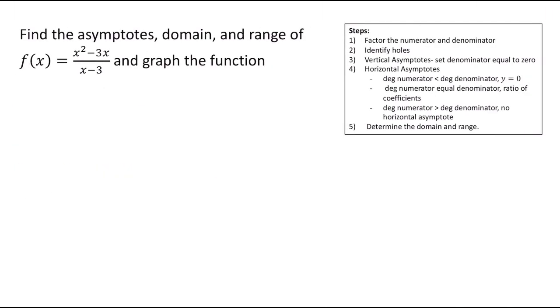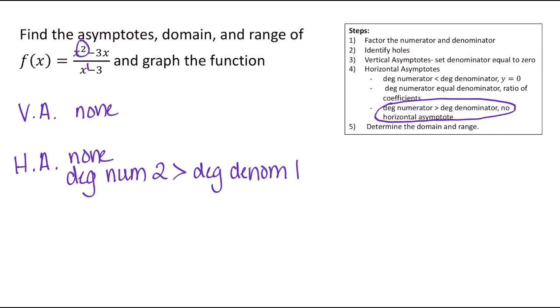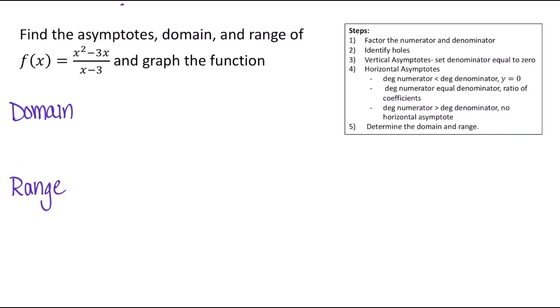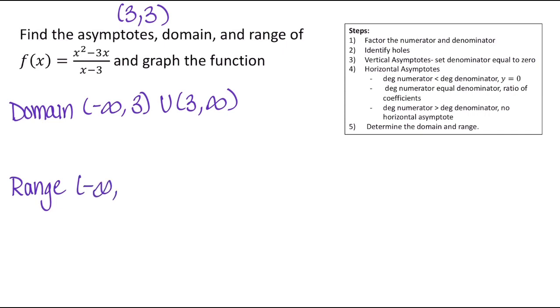So now let's talk about the domain and range. For domain and range, we want to think about everything except where we have holes or asymptotes. Well, there are no asymptotes, but we do have that hole at (3, 3). So that is going to be the only value that we exclude from our domain and range. So the domain is going to go from negative infinity to 3 and from 3 to infinity. That's how we say all numbers except 3. And the range is going to do the same thing: negative infinity to 3 and 3 to infinity.